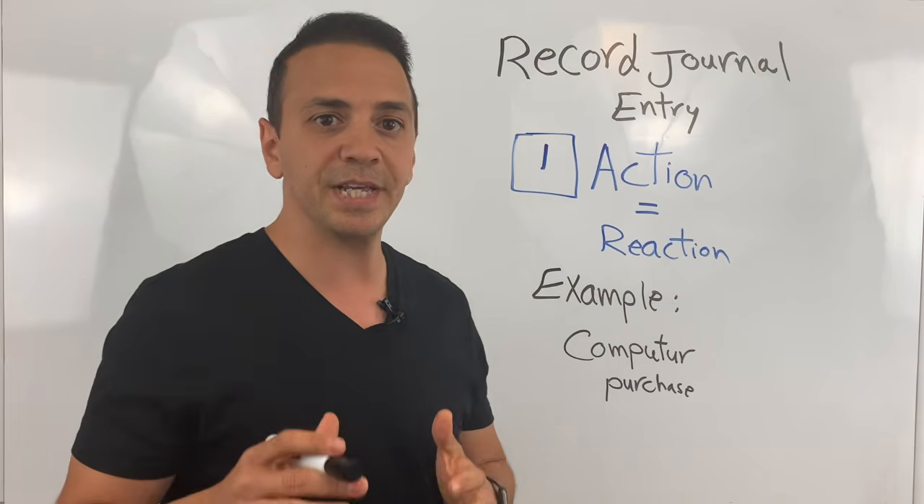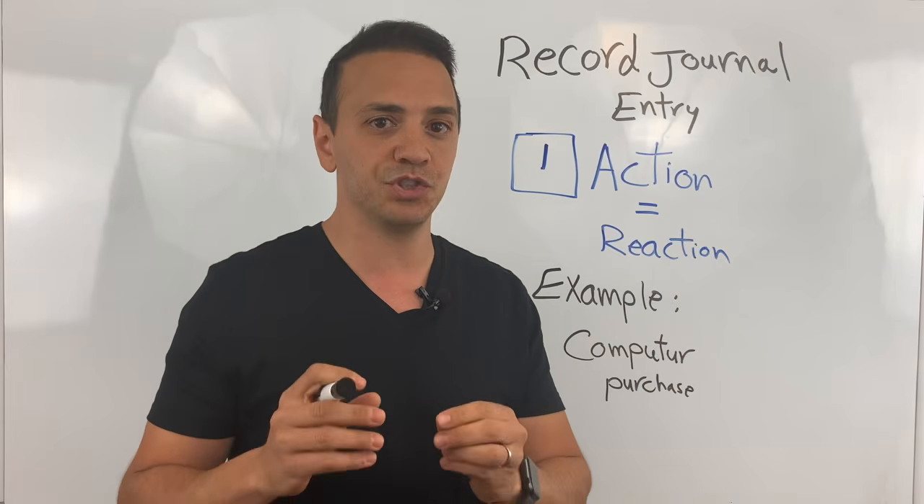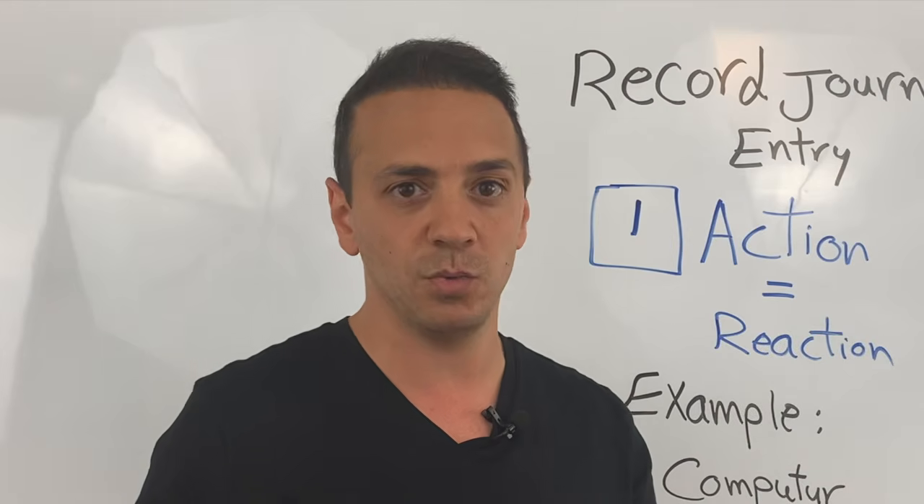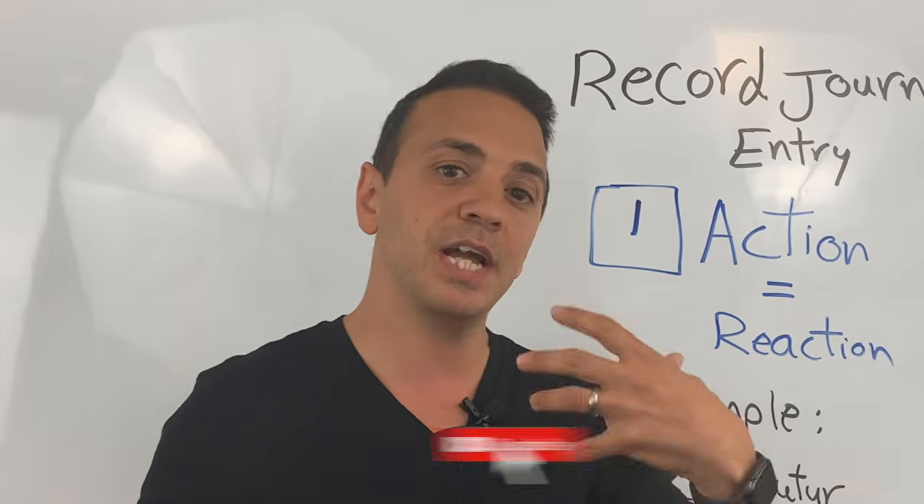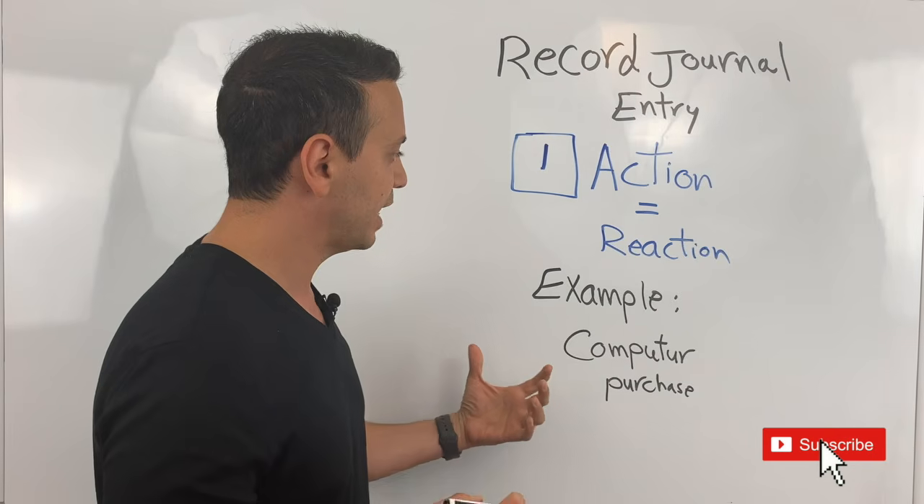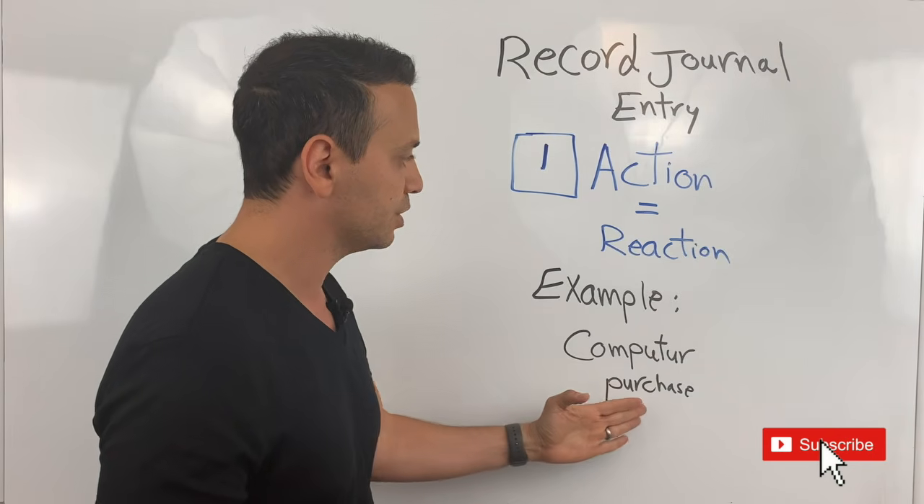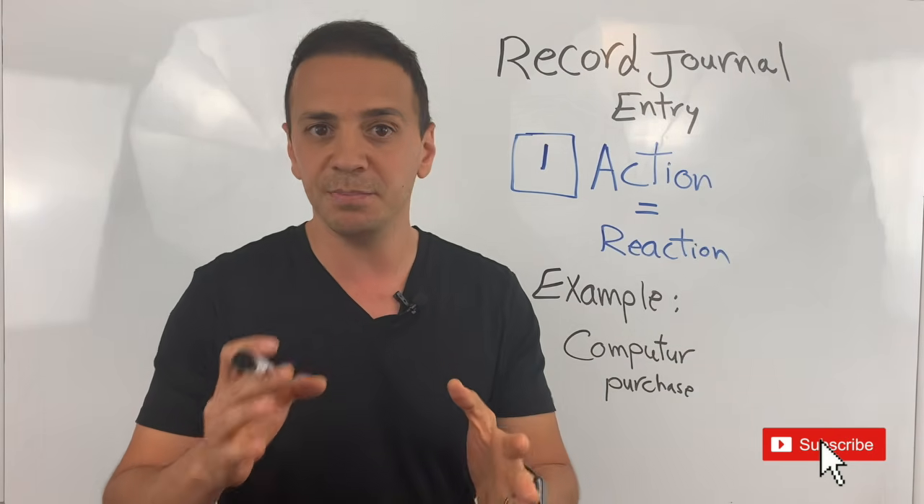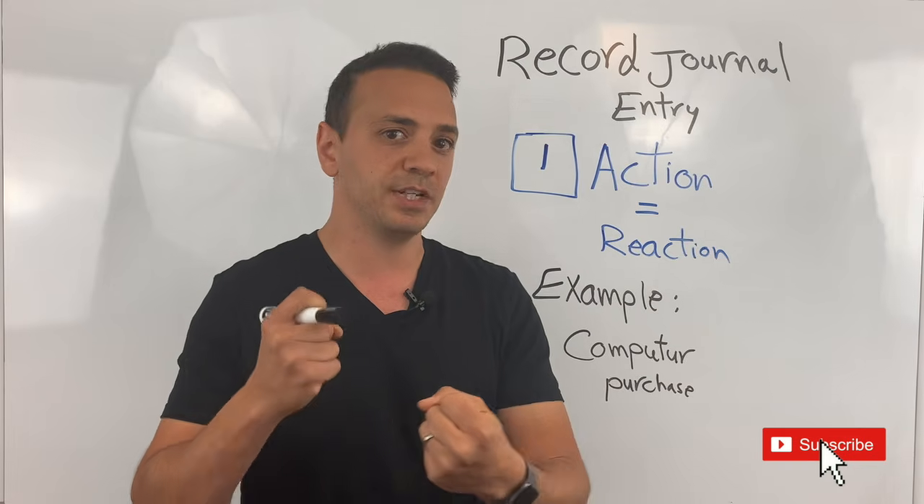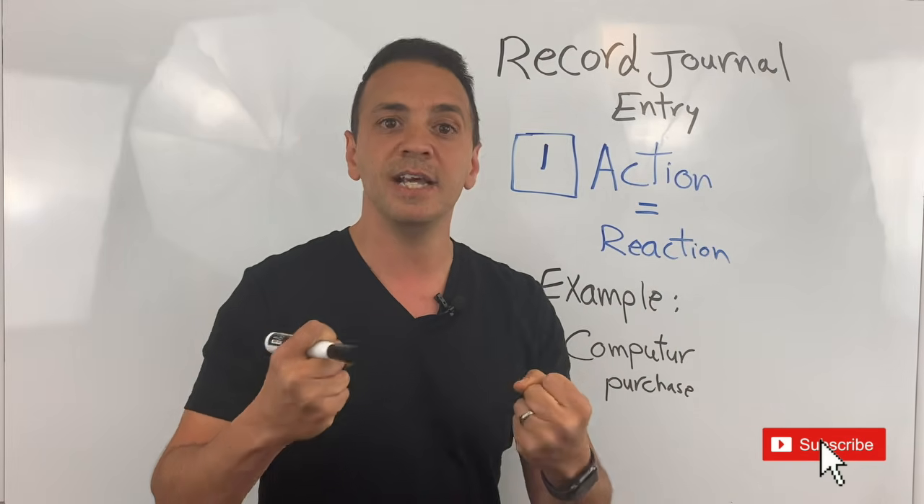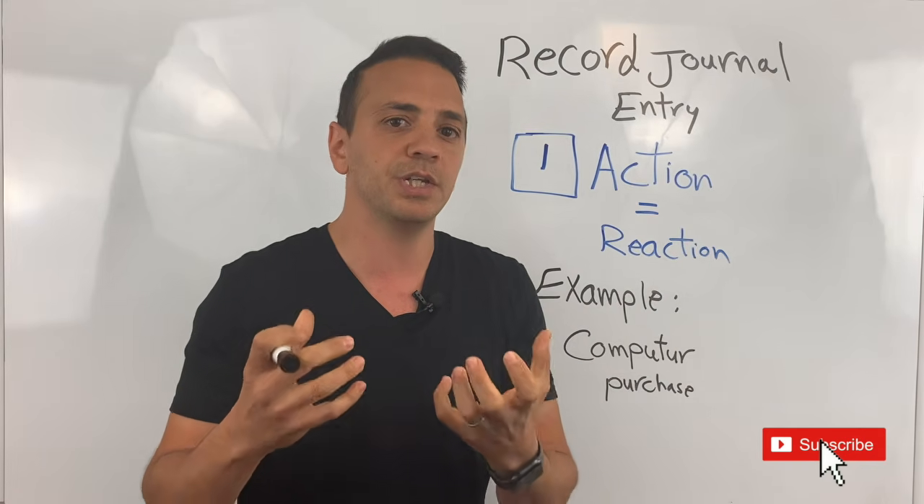My first step in recording any journal entry comes from the energy law that every action has an equal and opposite reaction. And so for every business transaction, and the example that I have here is a computer purchase, whenever you have any action in the business, there's a reaction. So as long as you can think of it as an action and reaction, this is the first step for you to record any journal entry.